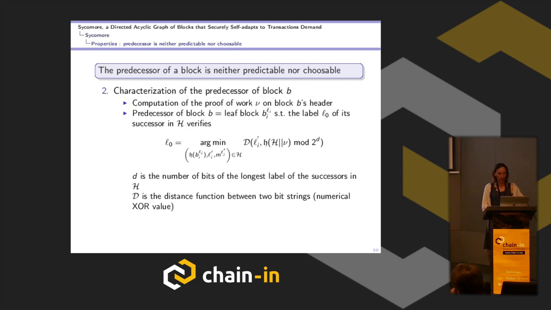Now, exactly as in Bitcoin, he will compute the proof of work on this header. And the header is immutable, by definition. The predecessor of the block will be the leaf block in the graph which is the closest to the hash of the newly created block. Actually, the last D bits of the hash of the newly created header, where D is the maximum number of bits of the bit string of the label of the leaf block, and the distance is just the numerical XOR value.